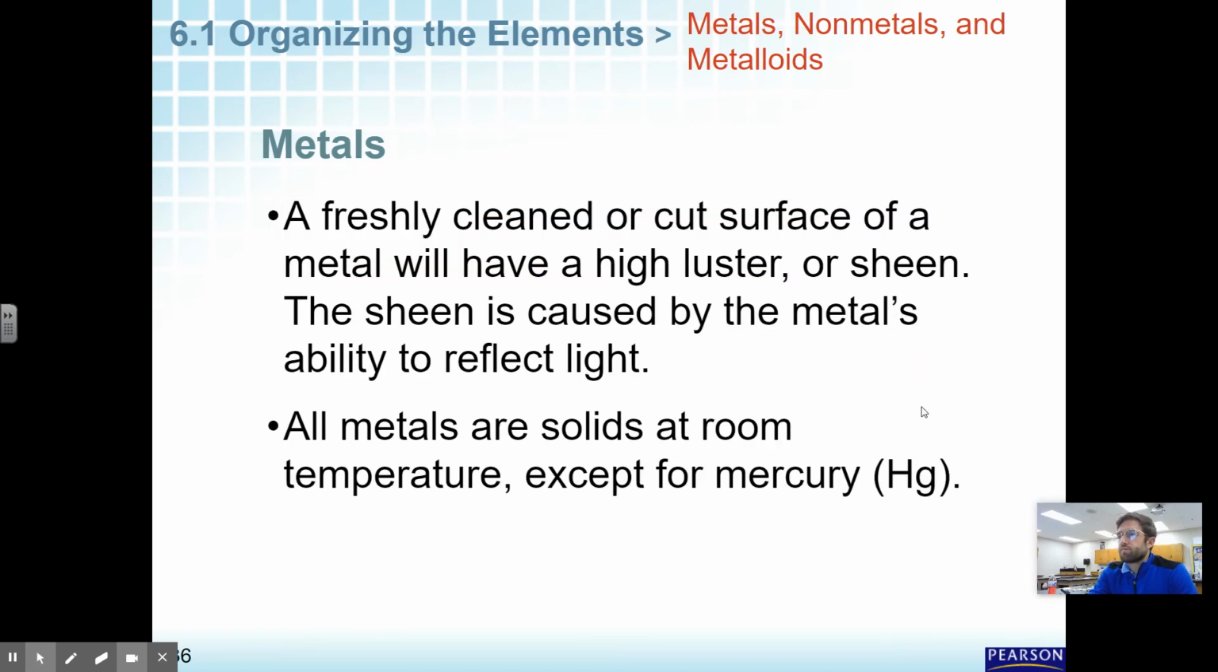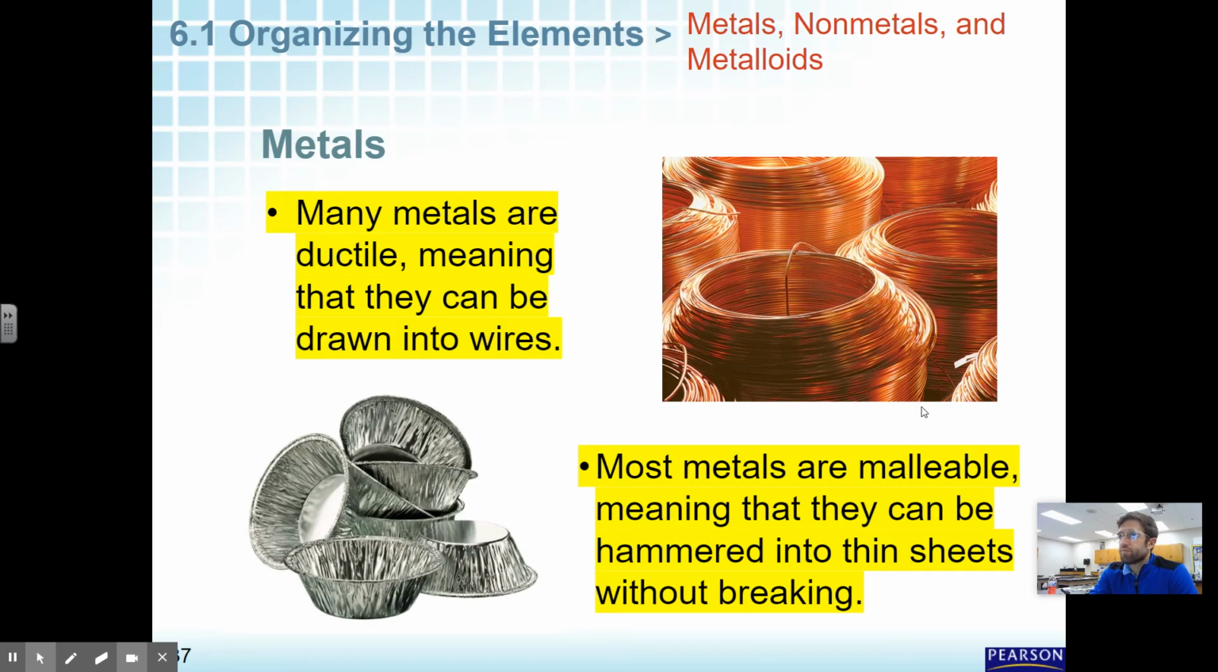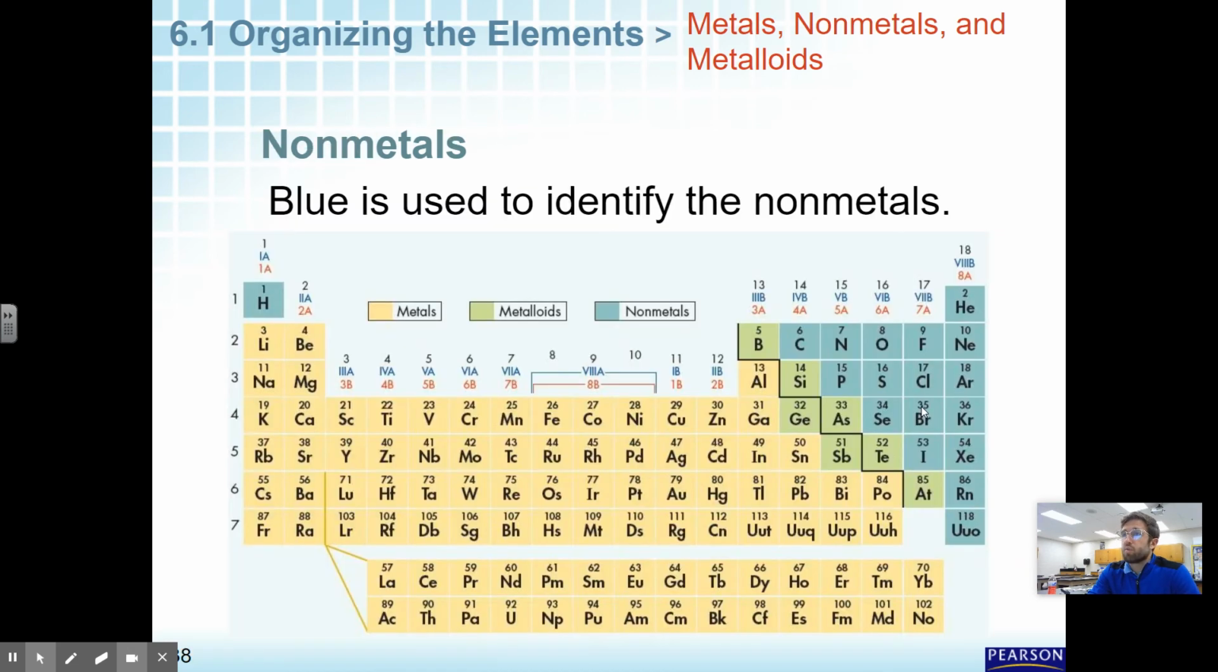All right. So all metals are solids at room temperature except for mercury, and mercury is not good for you. So many metals are ductile, meaning that they can be drawn into wires. Meaning you could take a metal like copper. Magnesium is not the best one to do this with, but you can take metals and draw them into a wire. And also, most metals are malleable, like magnesium right here, meaning that they can be hammered into thin sheets without breaking. Okay, so aluminum foil, tin foil, all that kind of stuff are definitely metals that are malleable. You can make them into sheets and they're not going to break.